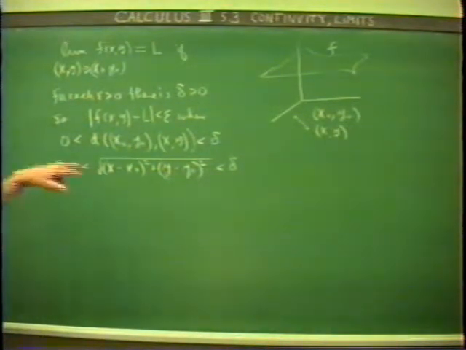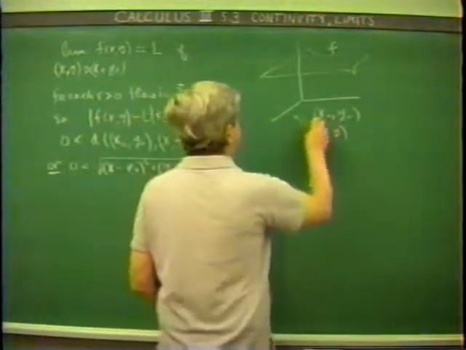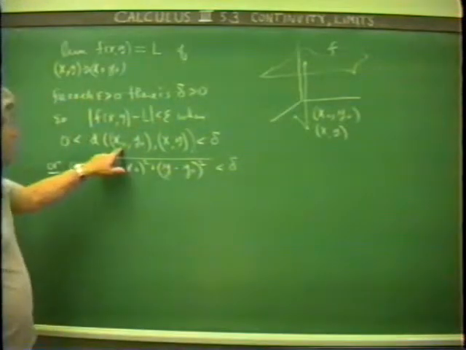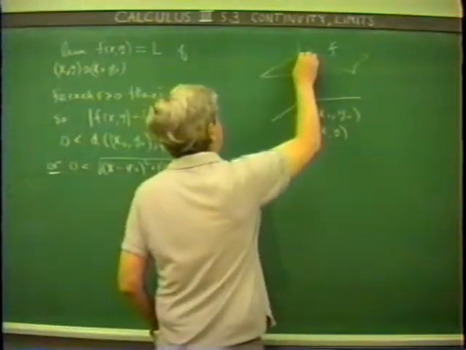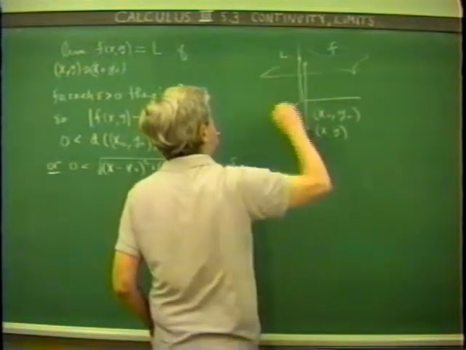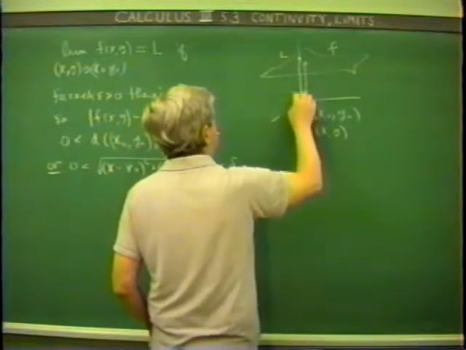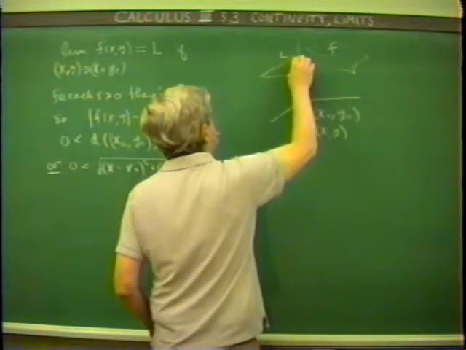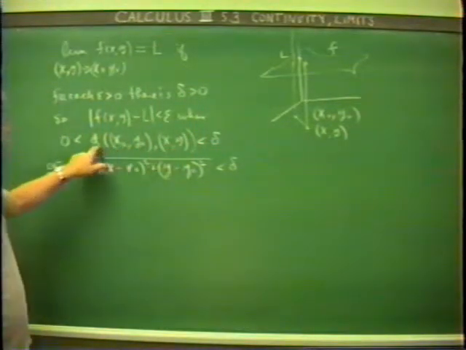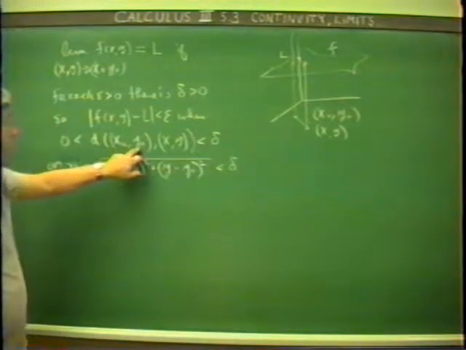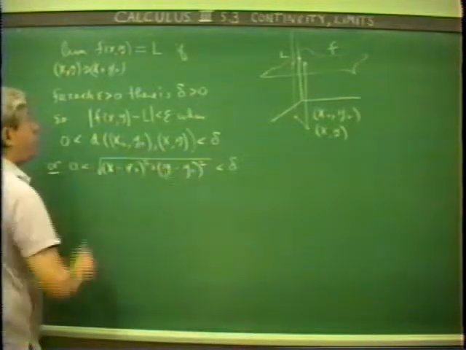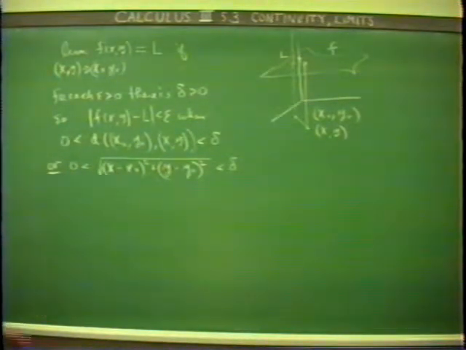So, one way or the other here. That's to say that if we take points x, y, close to x naught, y naught, the values of f of x and y should be close to the number L. Now, it doesn't matter whether the function is defined at x naught, y naught or not. We don't consider points x, y where x, y is x naught, y naught. 0 is less than this distance, so we don't consider the point x naught, y naught.